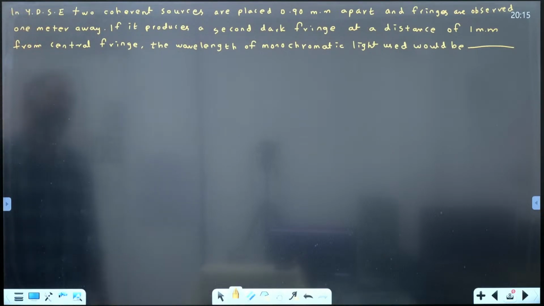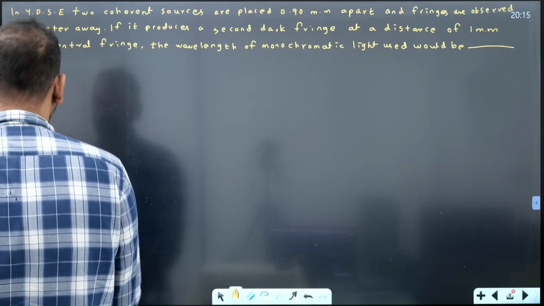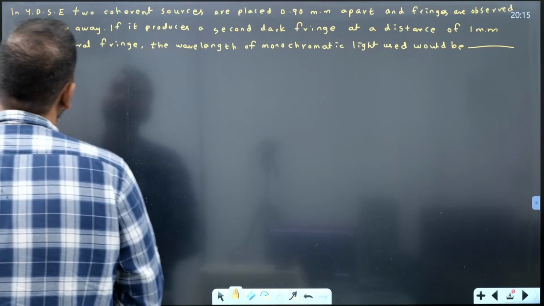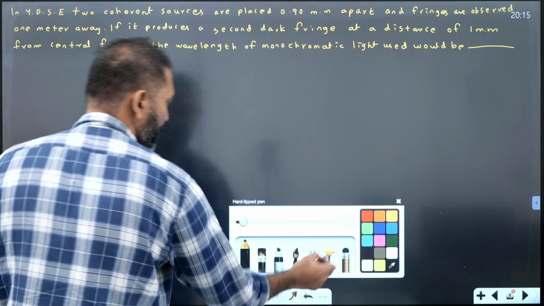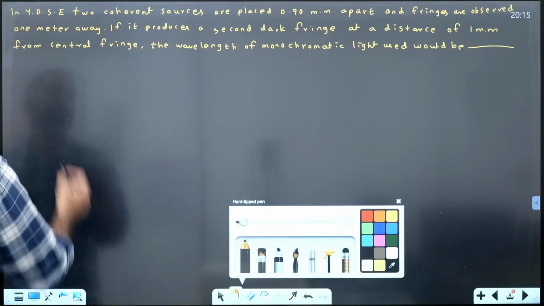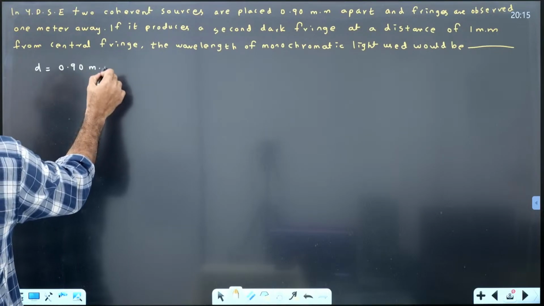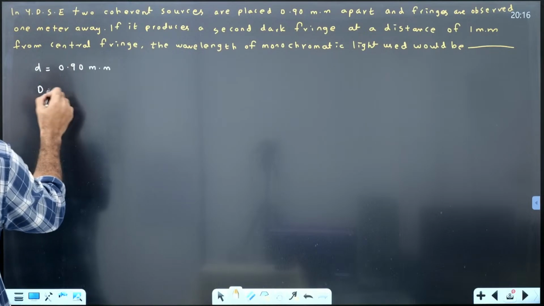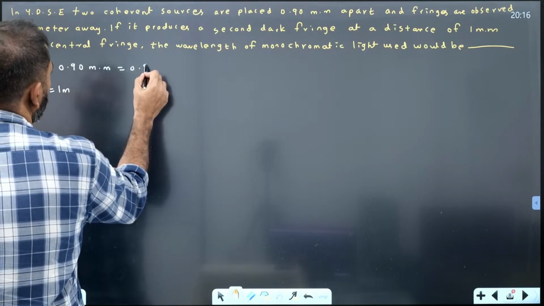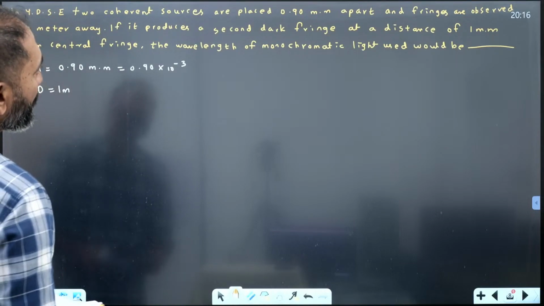This is the question. See here, what are the top points we have? It is YDSC. Now coherent sources are placed 0.90 millimeter apart. So that means small letter d is equal to 0.90 millimeter. And the fringes are observed 1 meter away. So capital letter D is equal to 1 meter. So this is 0.90 into 10 raised to minus 3. It produces a second dark fringe at a distance.